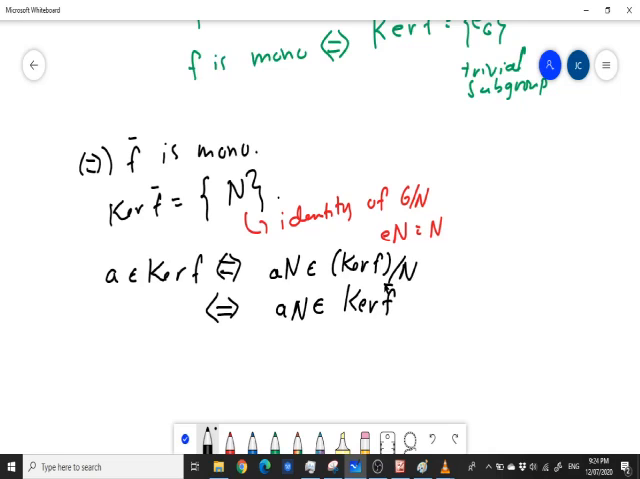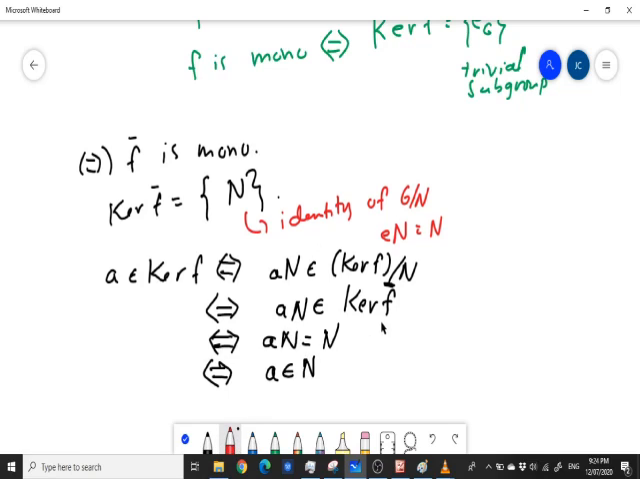There's a bar here. But the kernel of f bar contains only the identity coset. So we have no choice but to say that an is equal to n, right? And what does it mean when an is equal to n? It means that a is an element of n. Why is this?